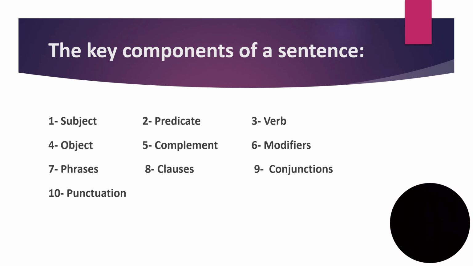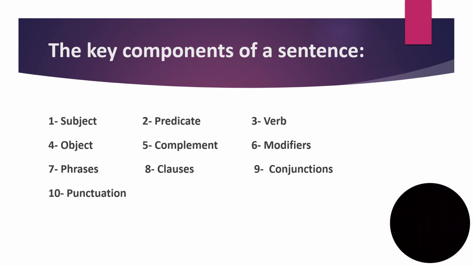Clauses are a group of words that contains a subject and a verb and may make up a complete sentence. The ninth component is conjunctions. Definition, conjunctions are words that connect words, phrases, or clauses. Of course, we have coordinating conjunctions like but, and, or. We have subordinating conjunctions like because, although, and so on and so forth.